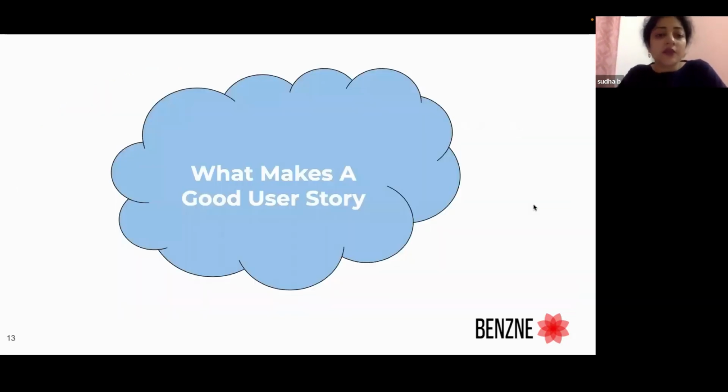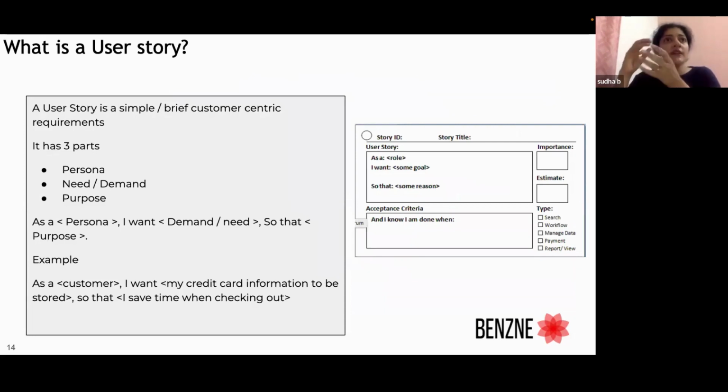So what makes a good user story? A user story is a requirement, in a nutshell, picking up from where Sujit left, that can be delivered within an iteration. Now, what is an iteration? It could be a week's iteration, a 2-week iteration, or a 3-week iteration. But basically, when you're writing a user story, you should remember that it should be completed within that particular sprint or iteration. So when you write a user story, it should be a simple requirement which is customer centric. A requirement which is customer centric, which solves the customer problem, is a user story, right?